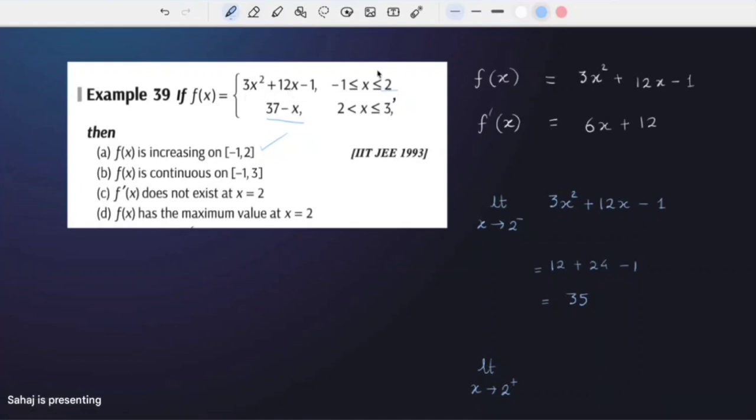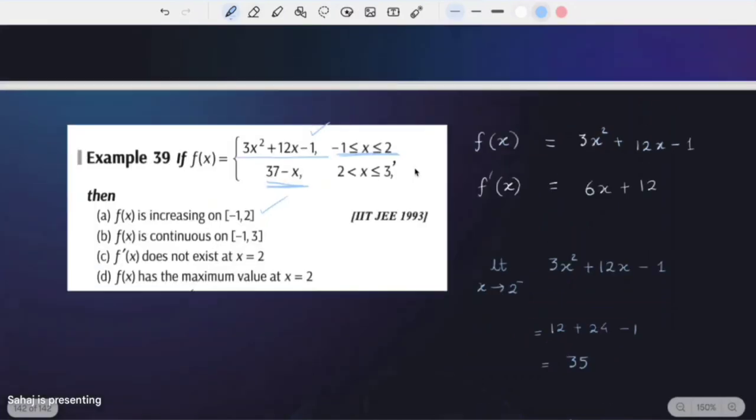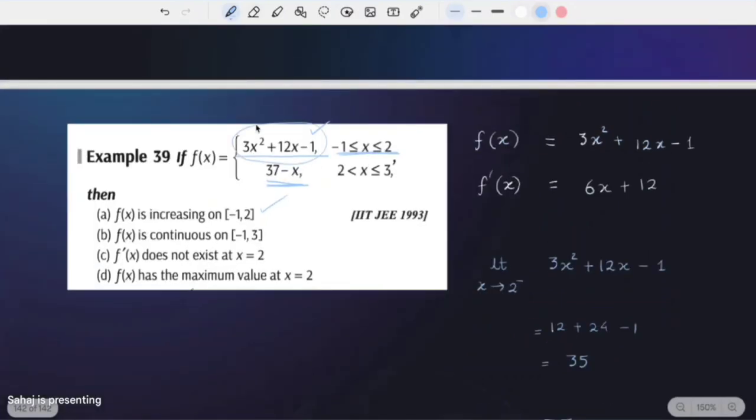For the left hand limit, you'll have to take this one, because you're approaching from the negative side. The lower part is defined using this part, and the upper part is defined using this part. So I have to take the concept of continuity and differentiability over here. Yes, all chapters are a little bit mixed in this question. So you go from the right hand side. What do you get? 37 minus 2. This is again 35. And the value of the function at this point will always satisfy this, because it's less than or equal to, which means that at 2 the function is defined by this function.